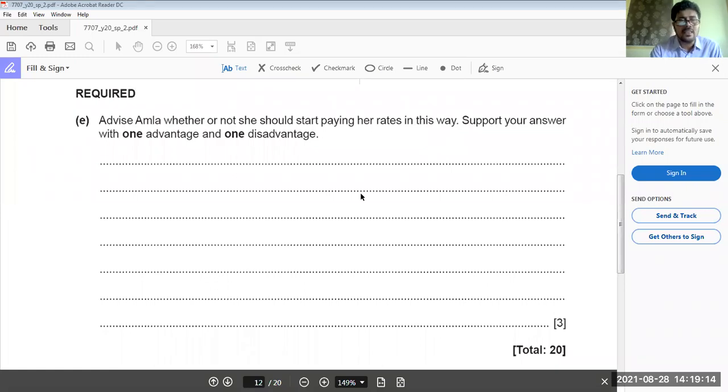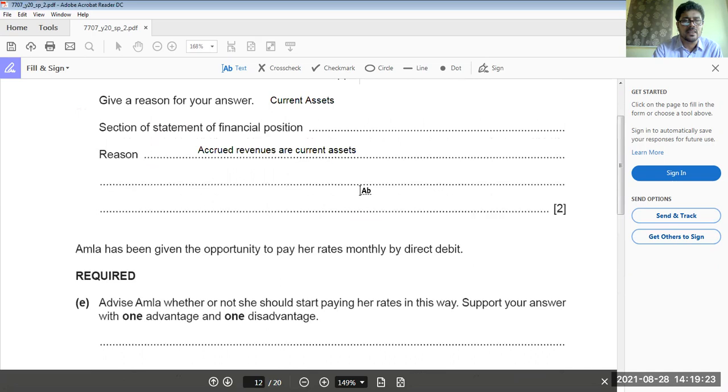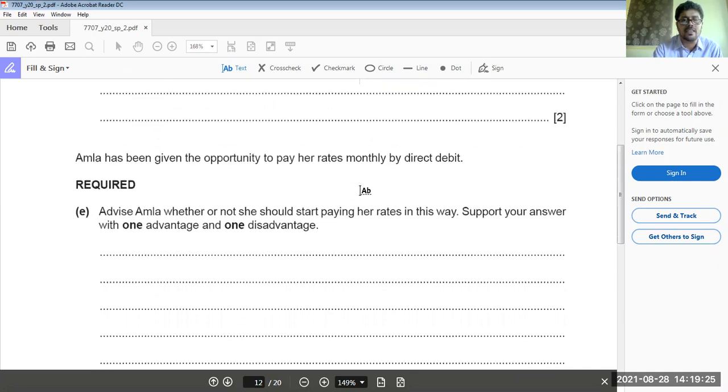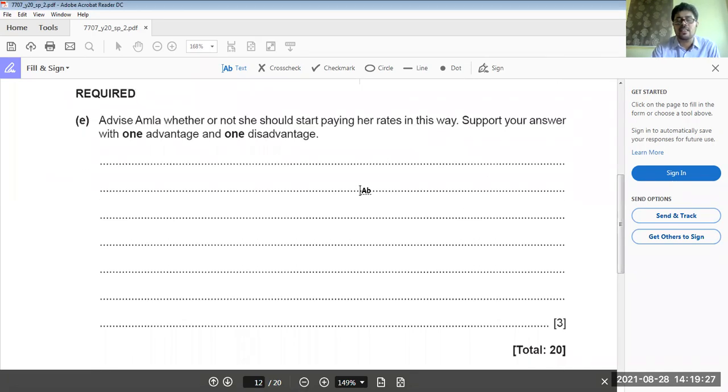Now advise Amla whether or not she should start paying her rates, and support your answer with reasons. Amla has been given the opportunity to pay her rates monthly by direct debit. Suppose she signs a standing order with the bank. What will happen if she signs a standing order with the bank? The payment would be easy, payment would be safe, payment would be made on time.